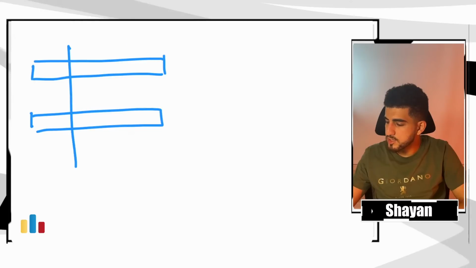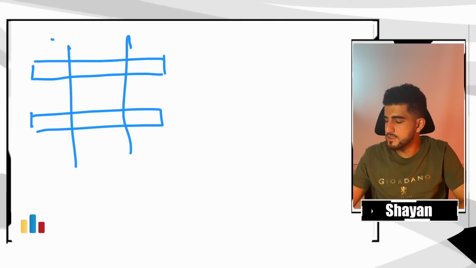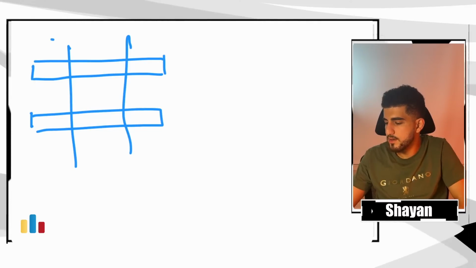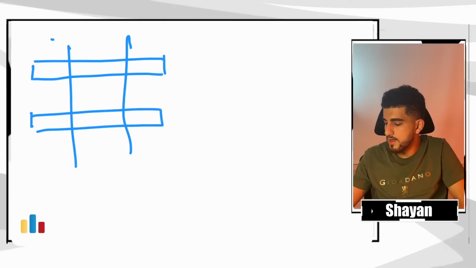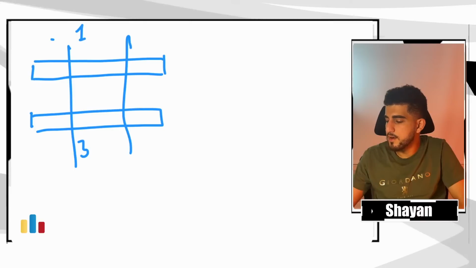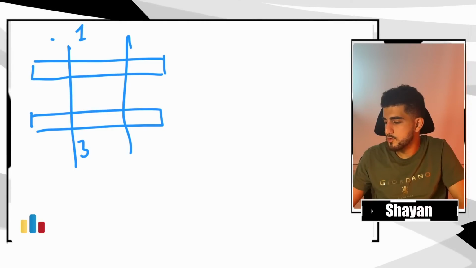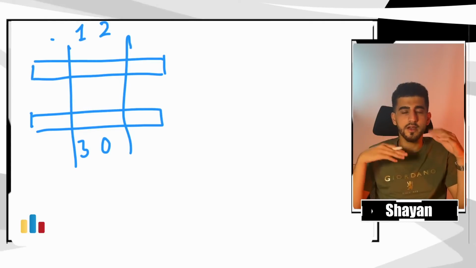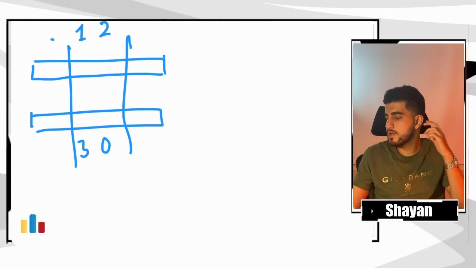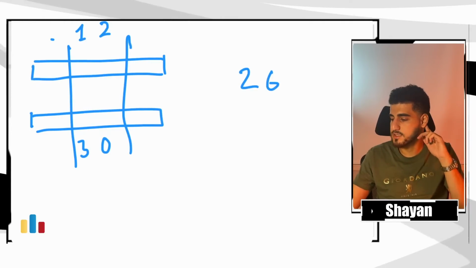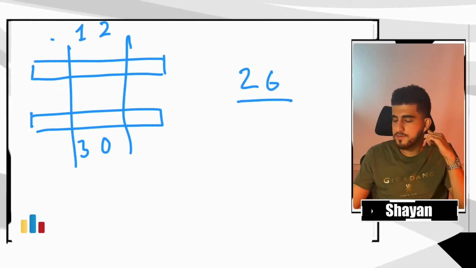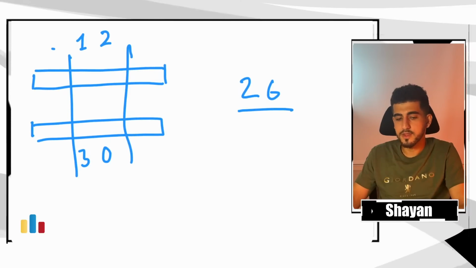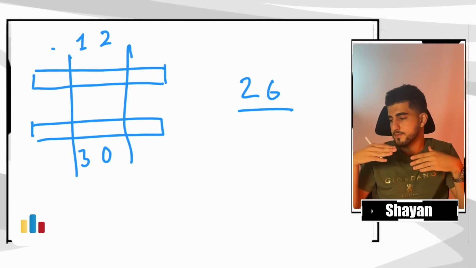we should see how many A's we have here and how many A's we have here. For example, I have one A here and three A's here. How many B's do I have here and here? For example, I have two B's here and zero B's here, and so on. I should see how many of each character I have. There are 26 lowercase English letters. I have to see how many of each one of them I have, and I should compare them.